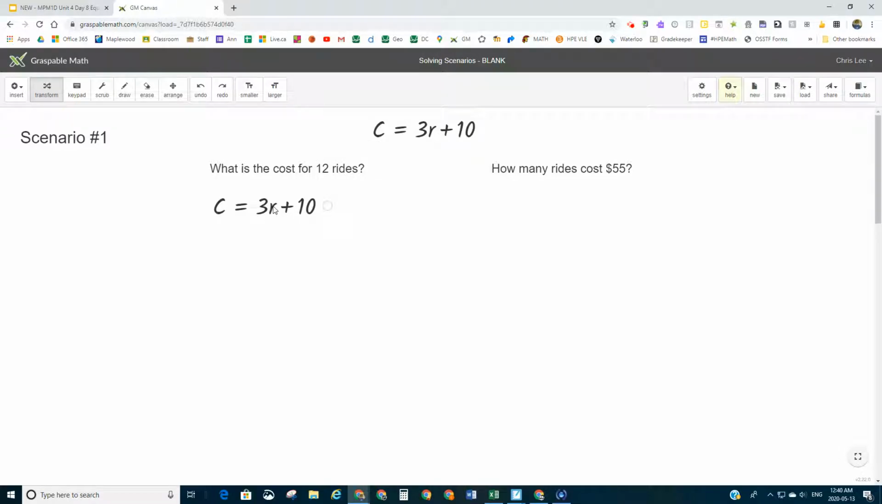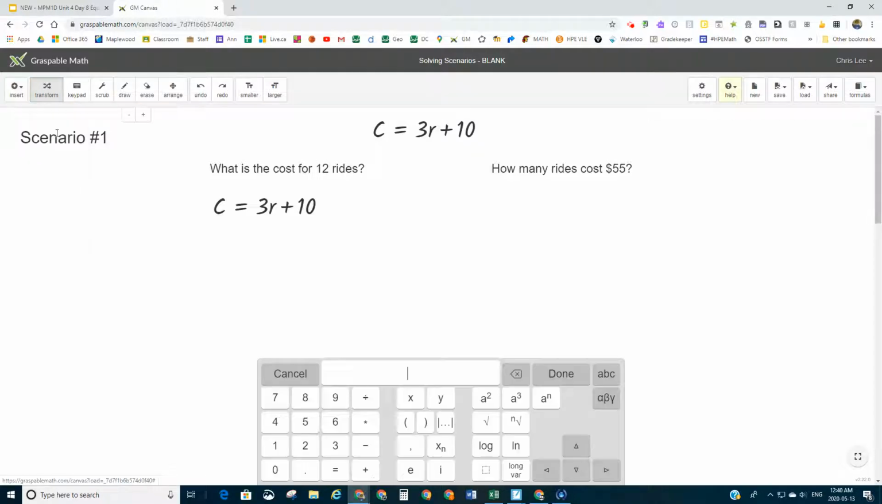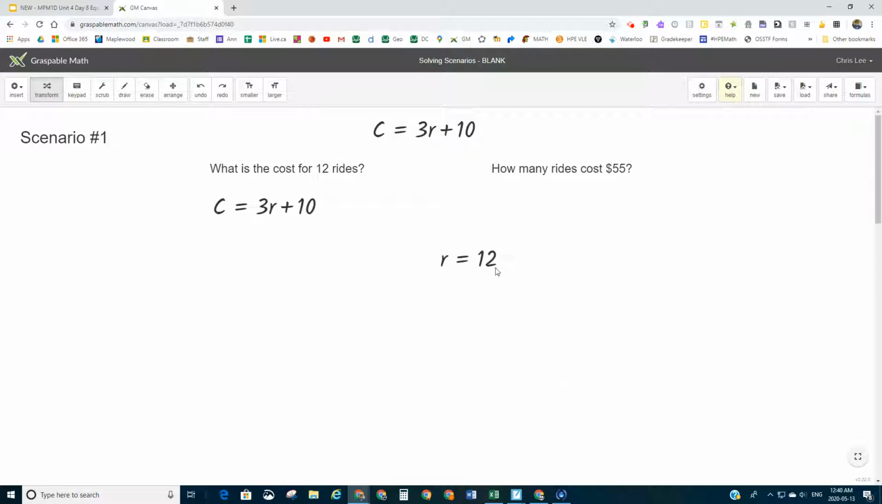How are we going to do that? We need an expression to do that. So we're going to go up to Insert, click on Insert, and choose Math Expression. Here you get someplace to type. Since we know R is 12, we're going to type in R equals 12. Then we'll go Done, and you'll see R equals 12 pops up.